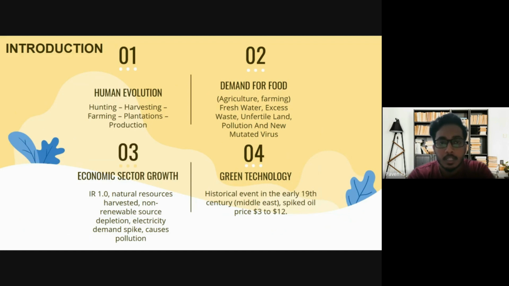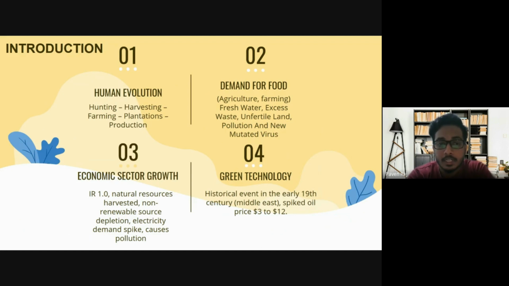Next, together with the ever-growing human population, the demand for food has increased exponentially. Next is the economic sector growth, where non-renewable energy is being used, and the demand for electricity has spiked. Next, due to all of these pollutions, as well as the demand and usage of non-renewable sources, Mother Nature has been destroyed, and engineers have discovered a new way, which is green technology.